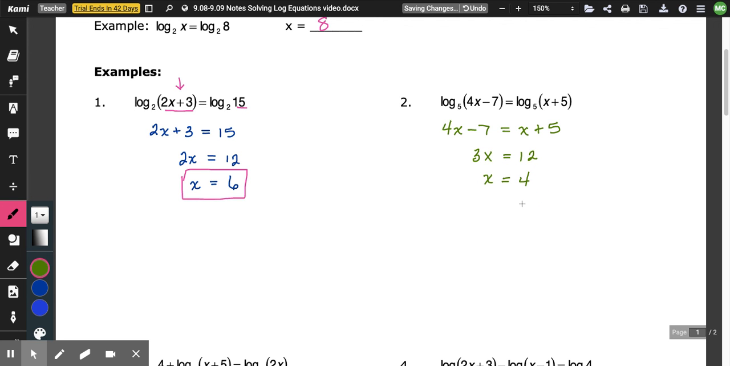Now, once again, before I declare that this is the answer, I do have to make sure that this value of x does not make either of my arguments of my logarithms something that's not positive. So if I were to put 4 in place of x over here, I would have 4 times 4 minus 7, so 16 minus 7, that's still positive. And on the right, 4 plus 5 is also a positive number. So x equals 4 is a good answer.